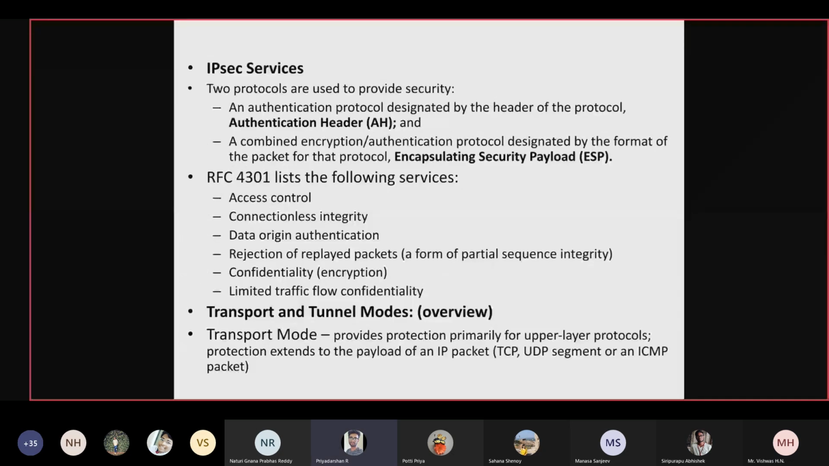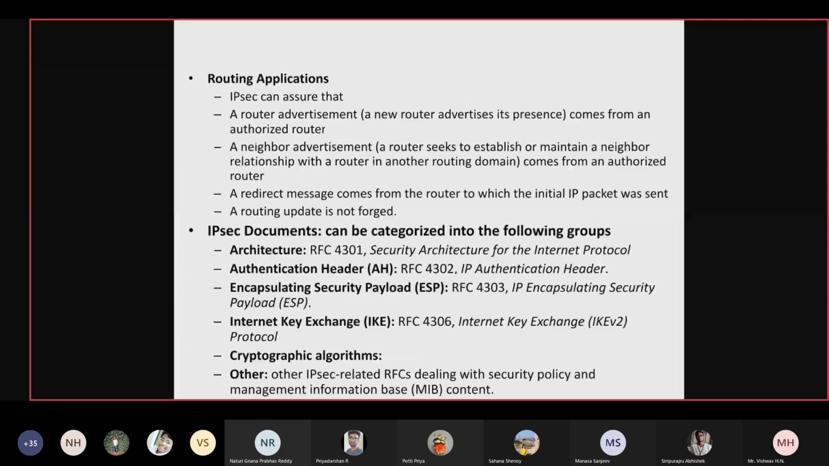Sir, exchanging key means? Exchanging key means, say if you are using a session key for communication. Session key means what? It is a symmetric key. Symmetric key means for encrypting and decrypting, you have to use the same key, right? So who is going to generate that key?